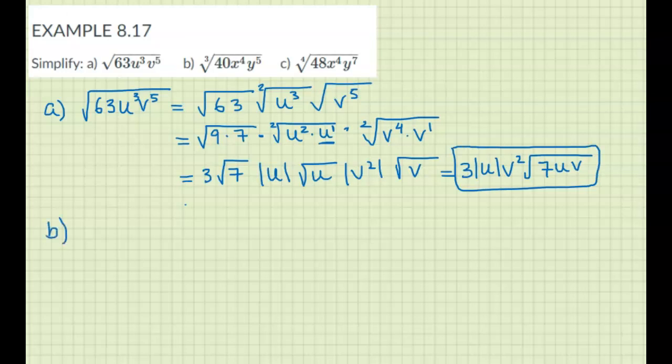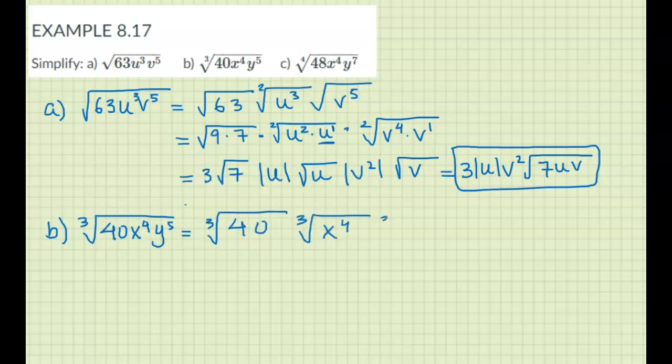Alright, let's look at part B. Cube root of 40 x to the 4, y to the 5. So separate: cube root of 40, cube root of x to the 4, cube root of y to the 5. Do I recognize any perfect cubes inside that 40? 8. Yeah, 8 times 5. So I'm going to write this as cube root of 8 times 5. So cube root of 8 is 2, and then cube root of 5, like this.